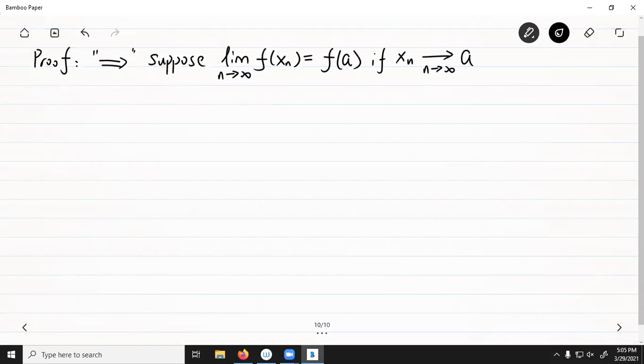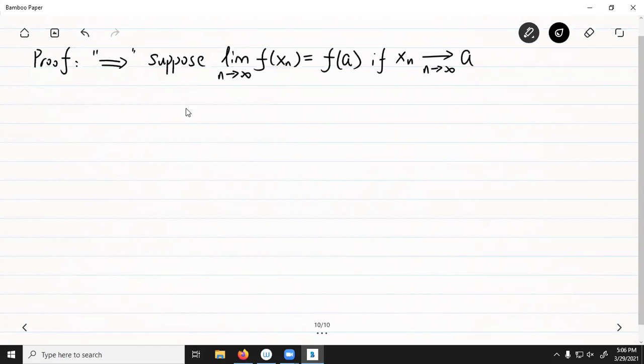We have a sequence x_n, and the sequence has the limit a. Then the new sequence f of x_n also has the limit f of a. Then we say it's continuous. This is the definition of continuity in terms of the sequence. Now we want to prove that f satisfies the epsilon delta criterion at a. It's not easy to do that directly, so we can use contradiction.